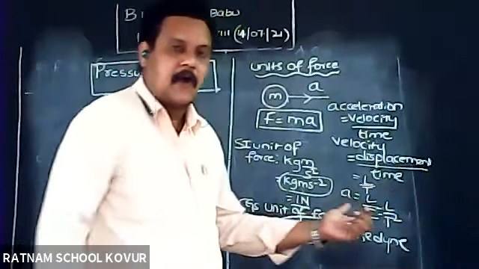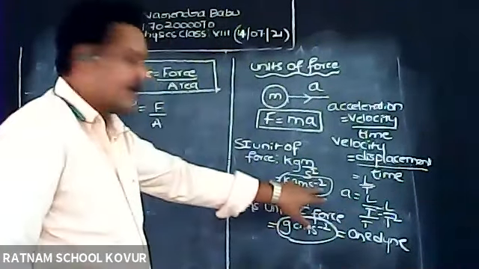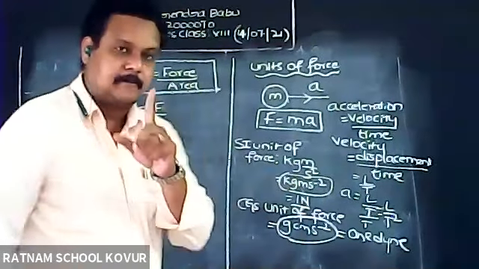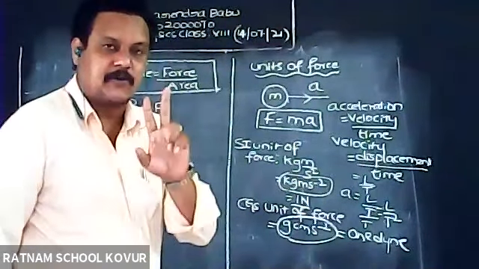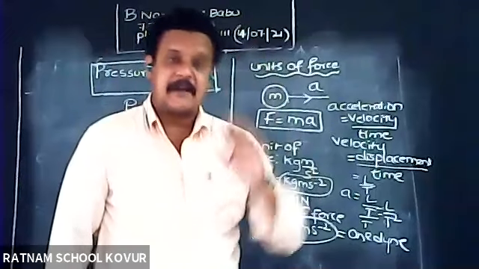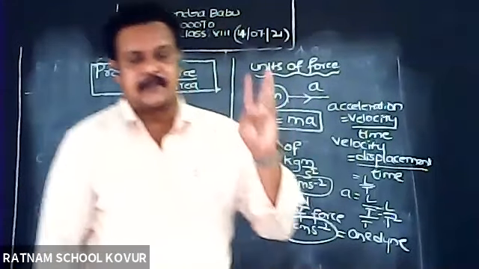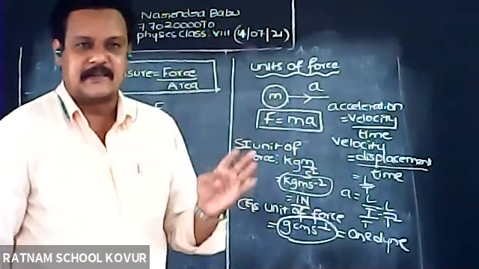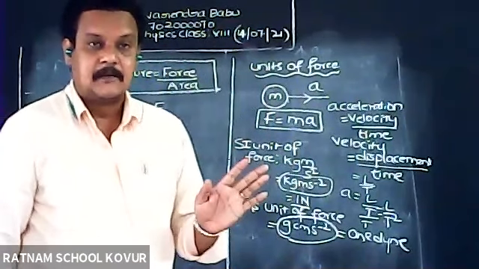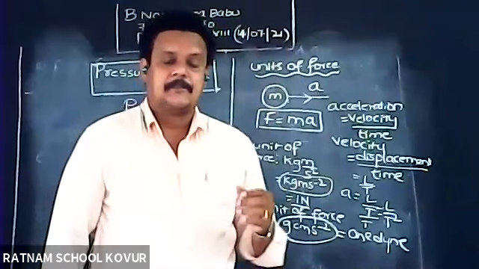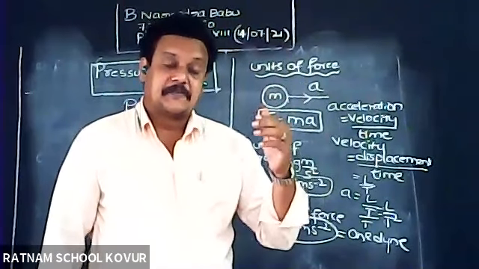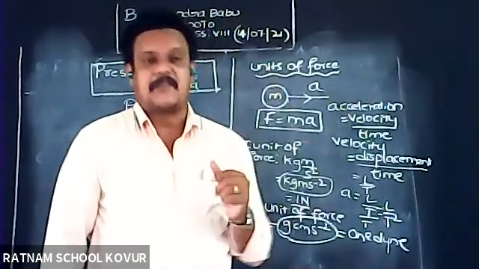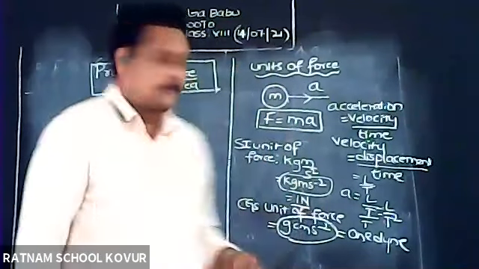How this kg meter s power minus 2 can be called as 1 Newton. So there are two SI units. Initially at the fundamentals we have discussed the units, how to write the units for length, mass and time in SI system, CGS system and MKS system. So that's why I told that measuring systems in starting fundamentals of physics, you just go through that.